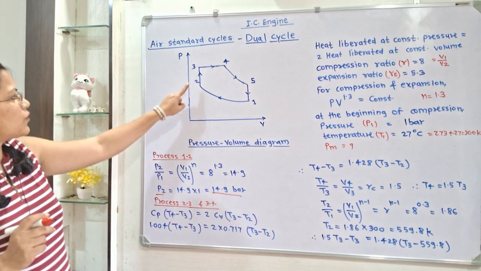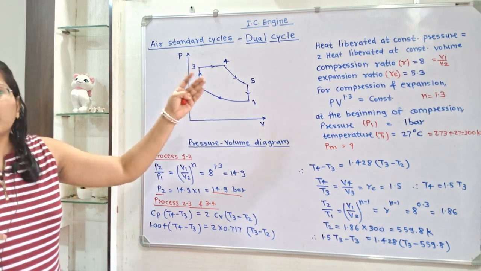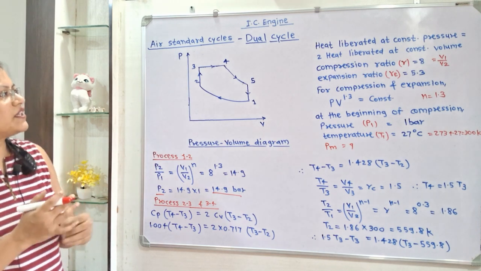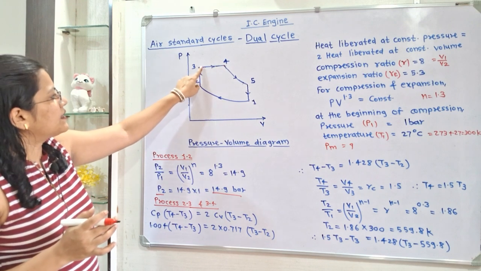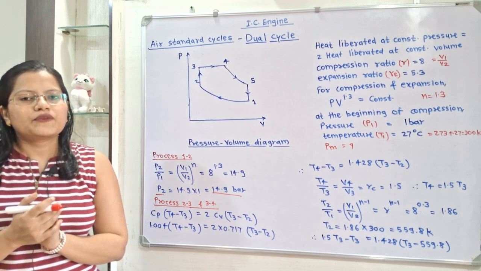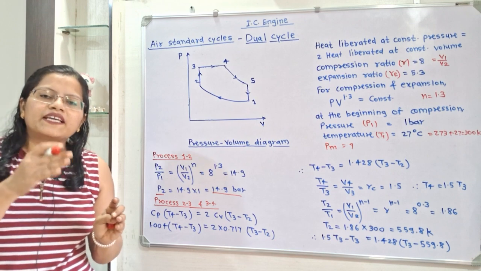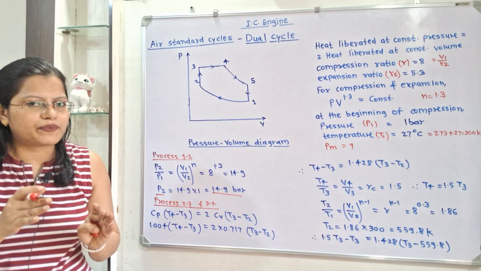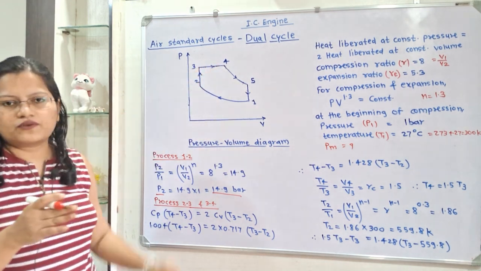Now we will move to the process 2 to 3 and 3 to 4. As per the data mentioned in the question, heat is liberated at constant pressure, so heat liberated during the process 3 to 4. So how to calculate this? This is the constant pressure, so we have to use specific heat at constant pressure Cp multiplied by the temperature difference during 3 to 4.